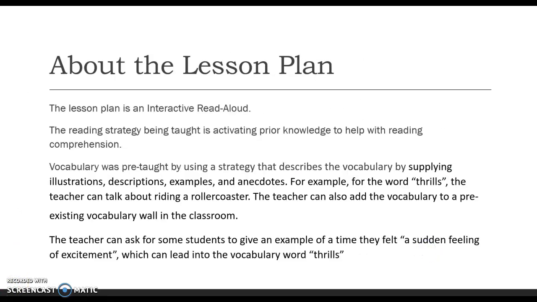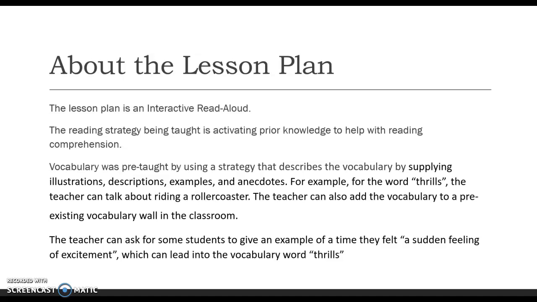About the lesson plan. The lesson plan is an interactive read aloud. The reading strategy being taught is activating prior knowledge to help with reading comprehension. The vocabulary will be pre-taught by using a strategy that describes the vocabulary by supplying illustrations, descriptions, examples, and anecdotes.